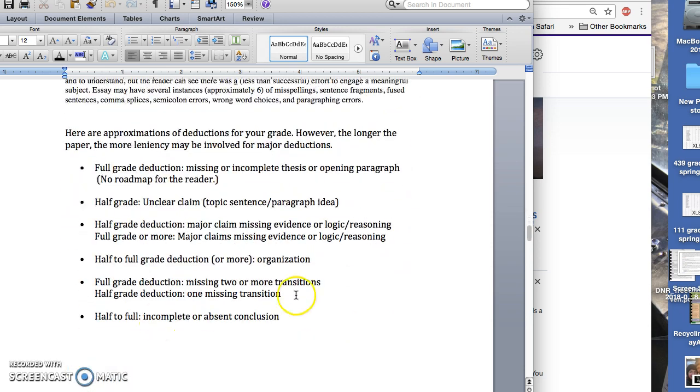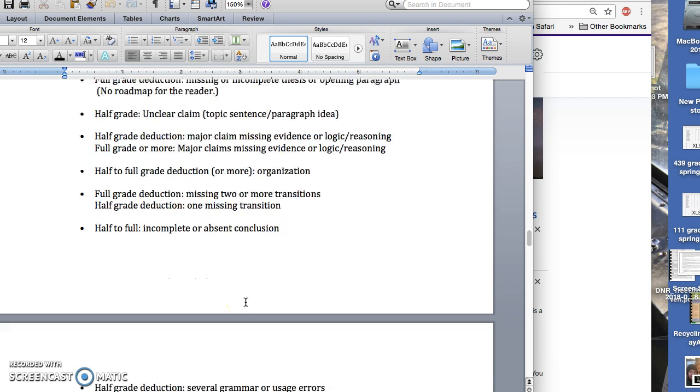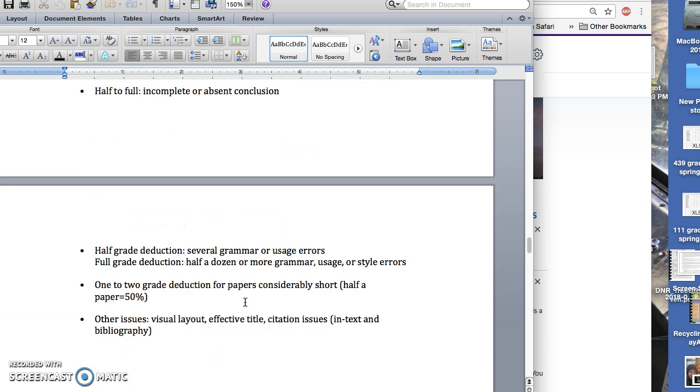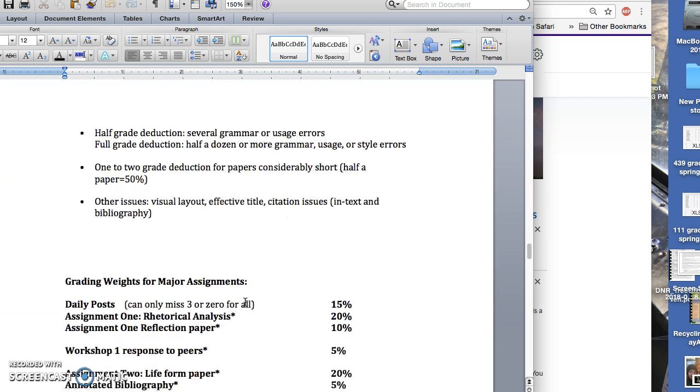Here's another way of looking at it. If you want to look through here, where do my deductions come from? If you're curious, there they are. Those are the basic type of errors that people make and how I weigh them.